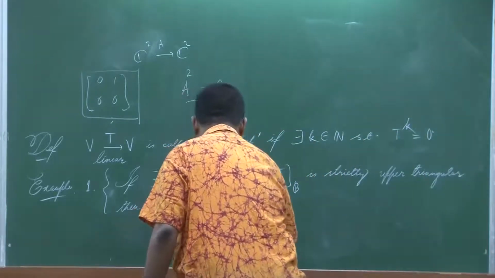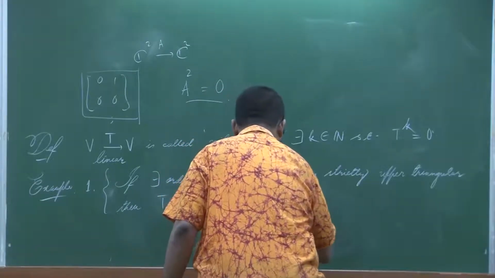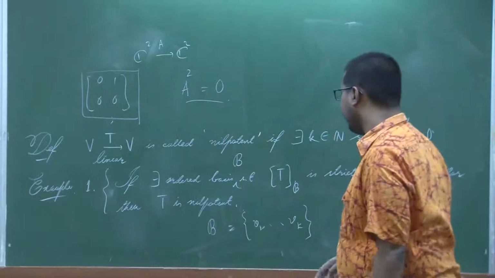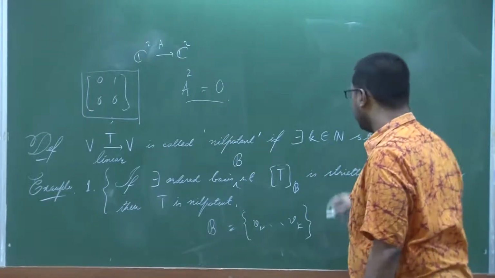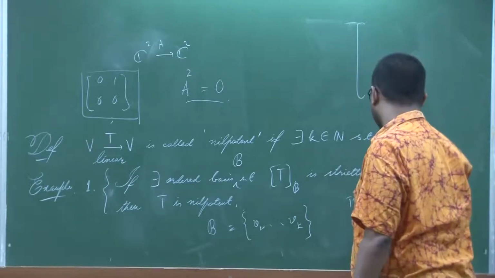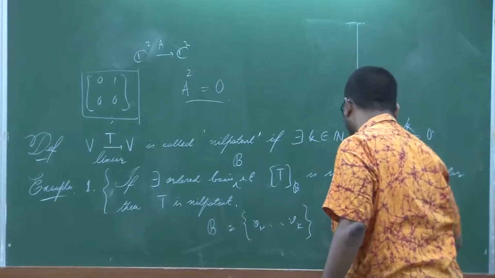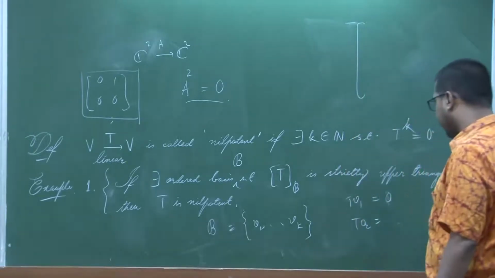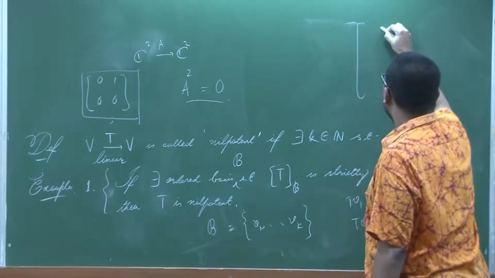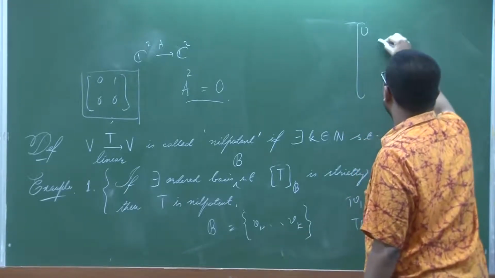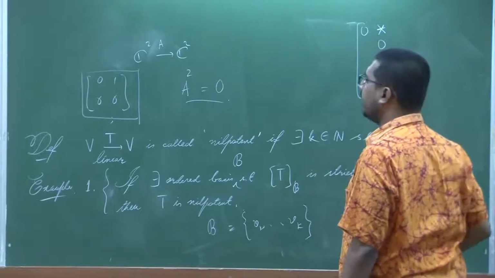So, suppose B is the ordered basis v1, v2, ..., vk. Now, since the matrix is strictly upper triangular, what happens to Tv1? The diagonal elements are 0, so Tv1 has to be 0. Then what happens to Tv2? When you write that as a linear combination of the vi's, the diagonals are 0 and anything below the diagonals is also 0. So, therefore, only a non-zero coefficient can appear here.